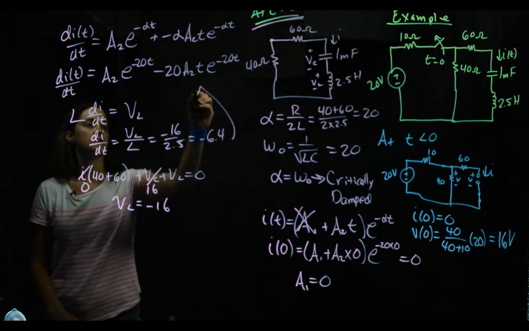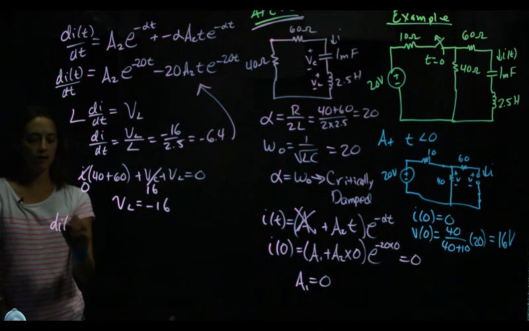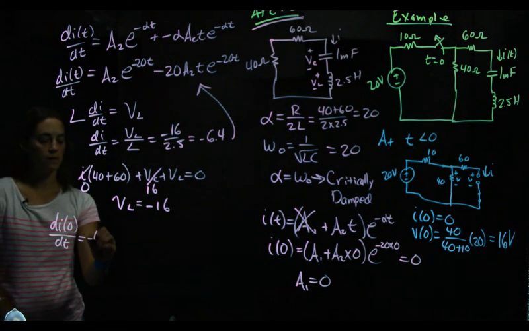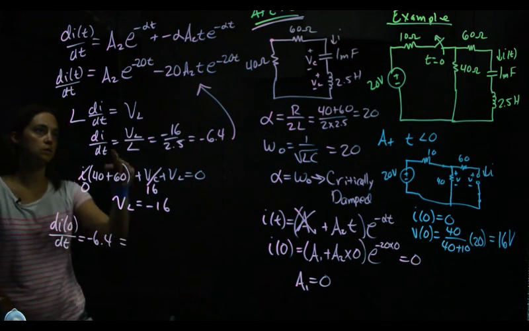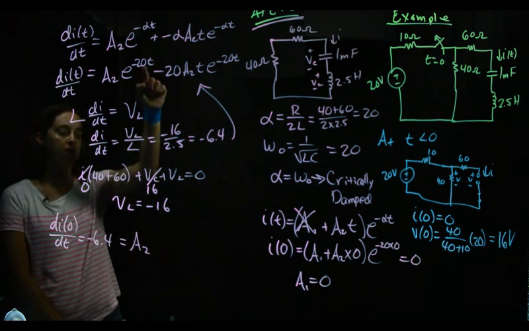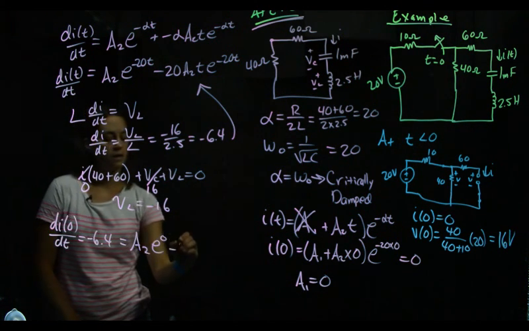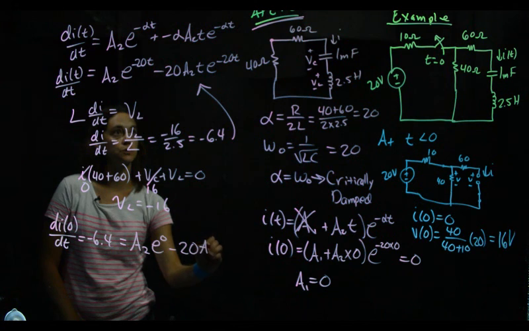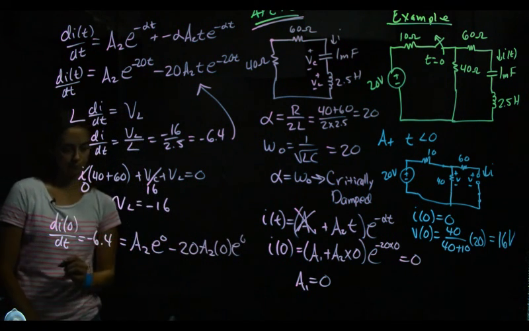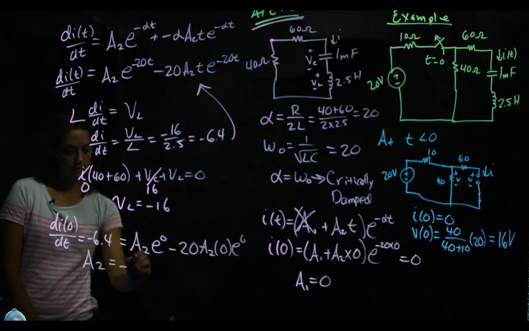I need to set this equation equal to that and plug in 0. So di of 0 by dt is equal to minus 6.4, which is equal to A2 e to the 0, right? We're plugging in 0 for t, minus 20 A2 times 0, e to the 0. So I have A2 is minus 6.4.